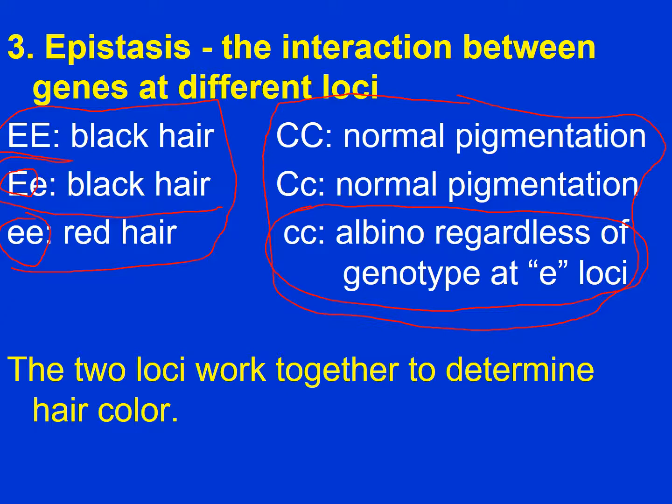So two loci working together here. Whether you have black hair or red hair pigmentation, genetics for that, if you get the two little c's, the E loci is not going to be expressed. So the C loci can totally interfere with what's happening at the E loci, and we call that epistasis, where genes at one loci will interfere with or change the expression of genes at another loci.